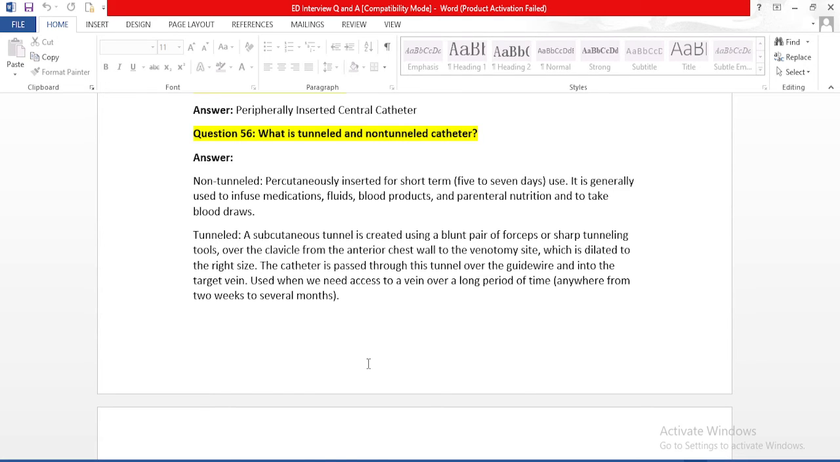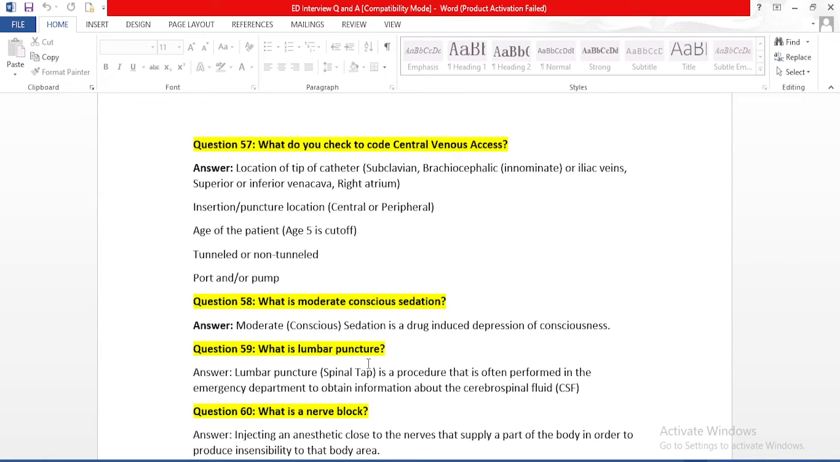Next question, what are the criteria in order to code central venous access? We need to check the location of the tip of the catheter, whether subclavian, brachiocephalic or iliac veins, superior or inferior vena cava, or right atrium. We need to check the location of the tip of the catheter, and we need to check the insertion or puncture location, meaning where the physician started to insert the catheter. The next one is the age of the patient, and tunneled or non-tunneled, or port or pump.